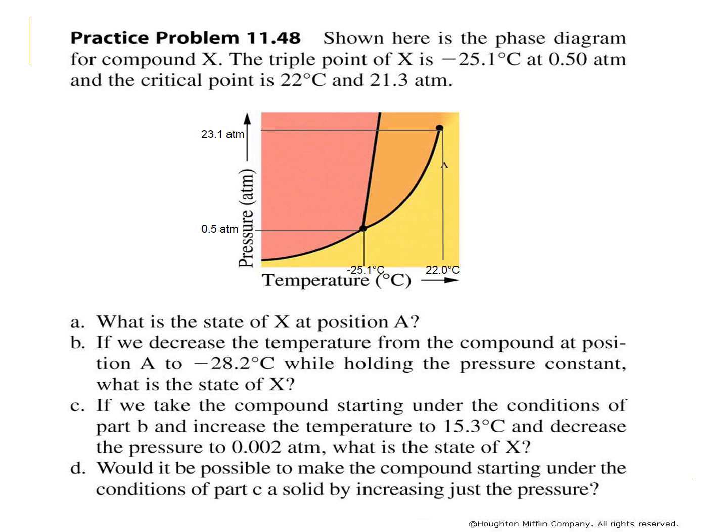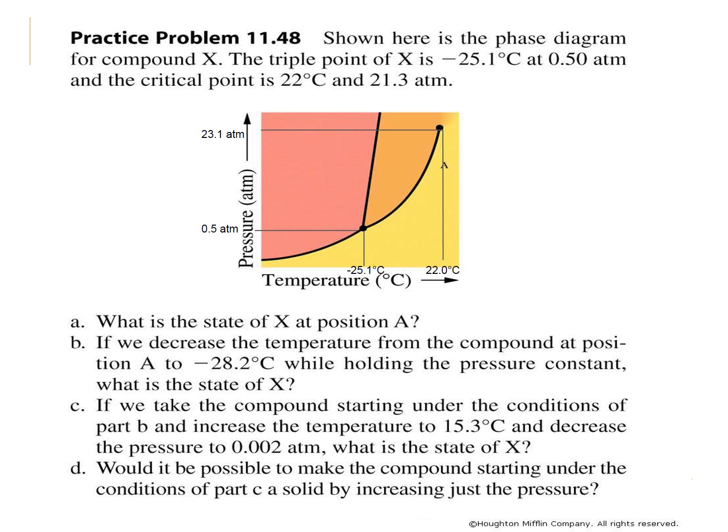So first of all, notice where point A is. What is the state at point A? Well, it should be a gas, correct? Because it's over in the yellow area. Okay, so what will happen if we decrease the temperature at A? That's at about 22 degrees Celsius.